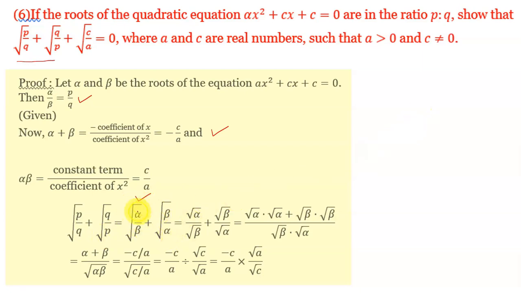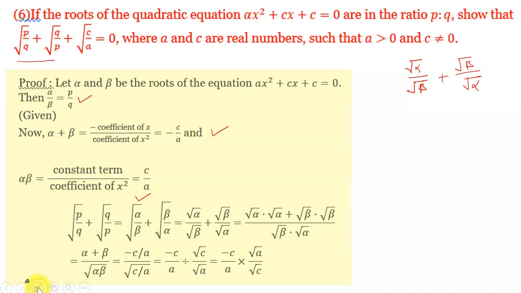What is here? In root of alpha upon in root of beta plus इथे काय येणार? In root of alpha upon in root of here beta, and the next is in root of beta upon in root of alpha. इथे क्रॉस मल्टिप्लिकेशन आपण इथे केलं, root alpha into root alpha, you will get alpha plus root beta into root beta, you will get here beta. Okay. Therefore, to the numerator, we will have alpha plus beta, and to the denominator, we will have in root of alpha into beta. Okay.